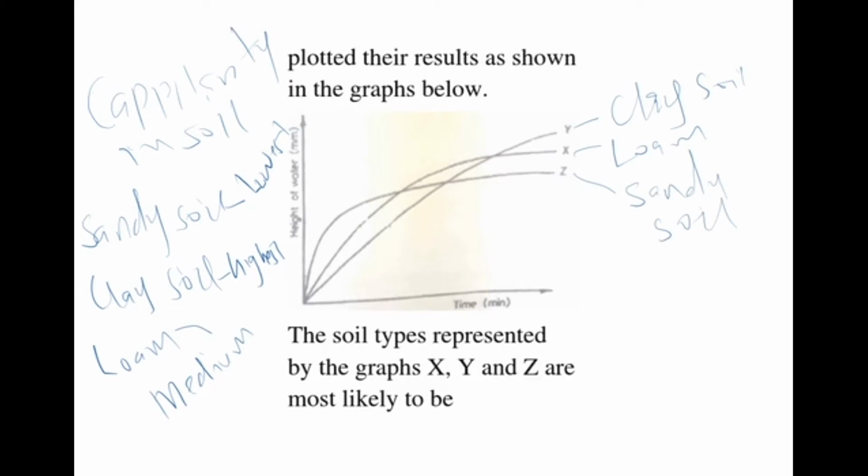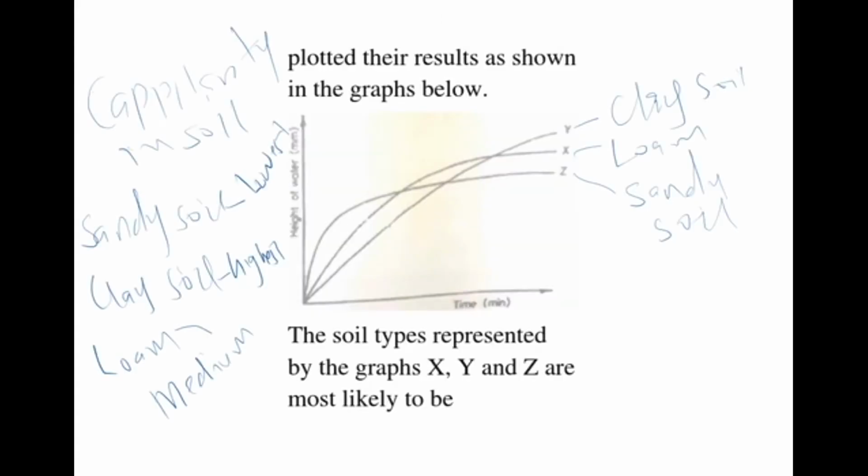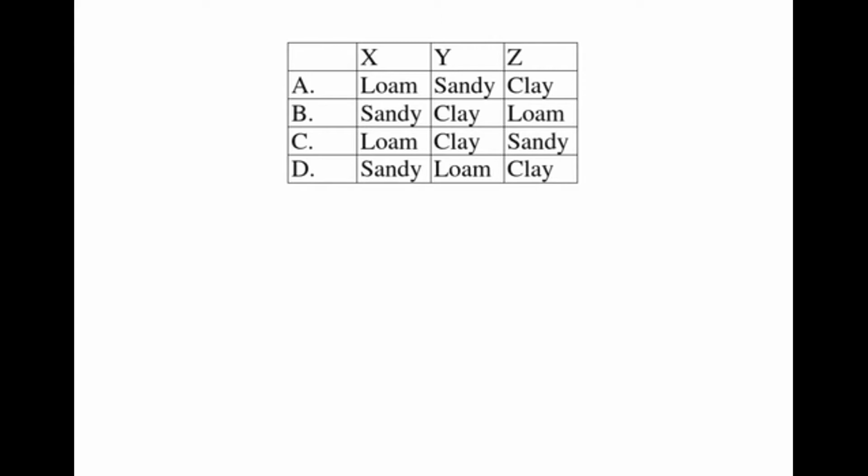So X, Y, and Z. Starting with X is loam, Y is clay, and Z is sand. Therefore, the correct answer there is loam, clay, and sand. Loam, clay, and sand. Therefore, the correct answer there is C.